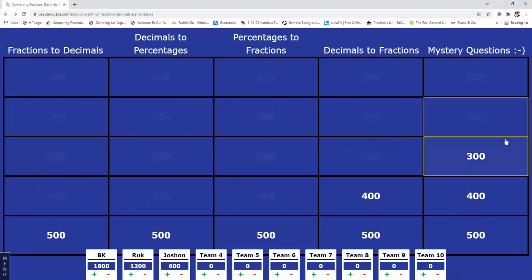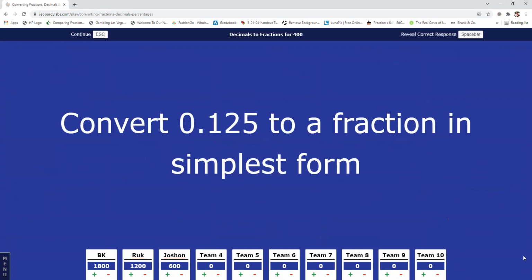All right, almost done. We've got 1, 2, 3, 4, 5, 6, 7, 8 questions left. Decimals to fractions for 400. Convert 0.125 to a fraction in simplest form.